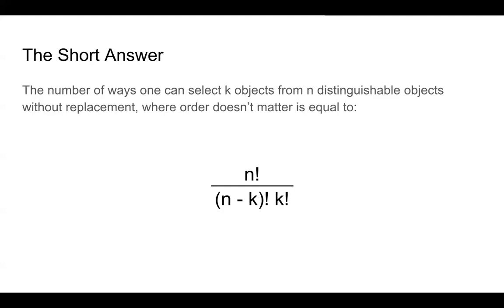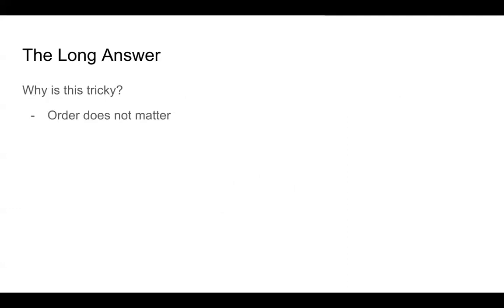The short answer to the number of ways we can do this is n factorial divided by (n minus k) factorial times k factorial. The reason this is a tricky result to get to is that order does not matter. Because ordering does not matter, we have to consider the cases where we may be overcounting and account for them.